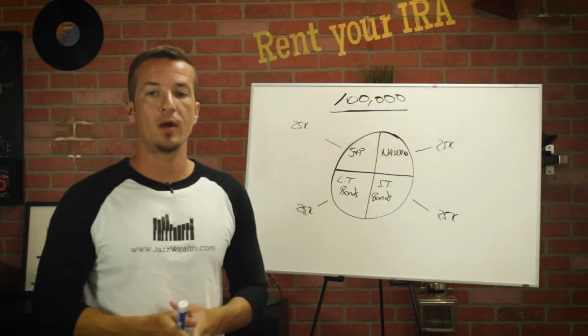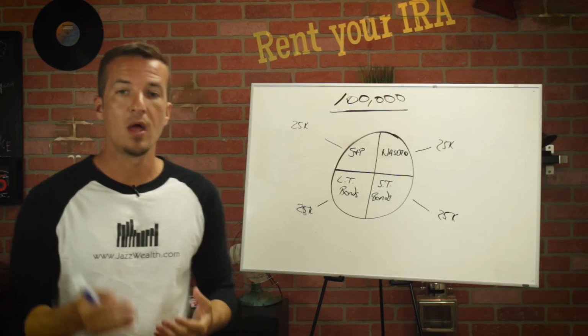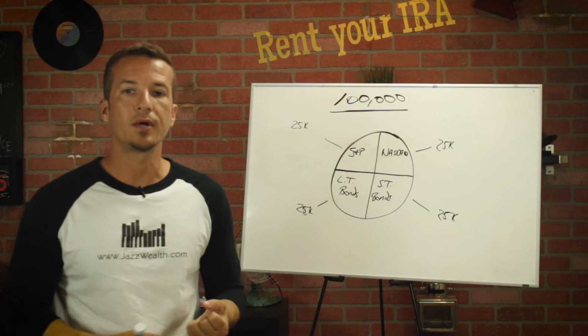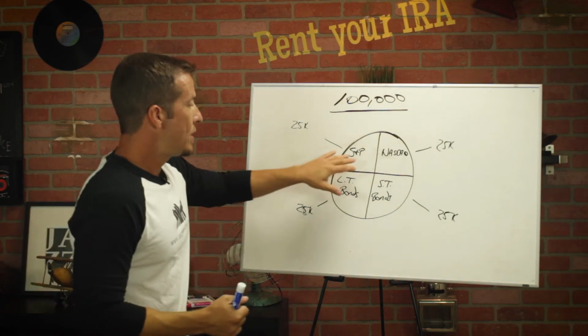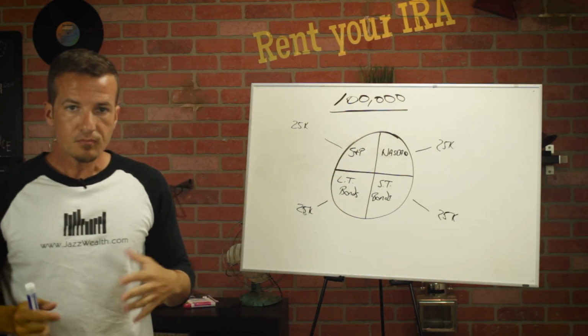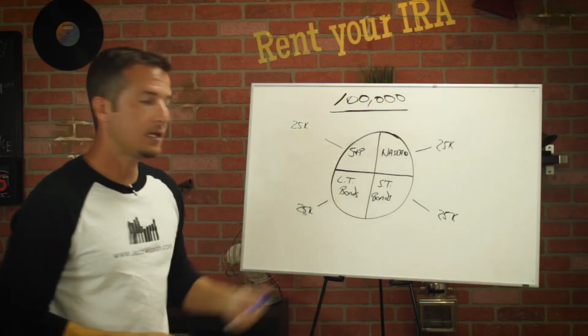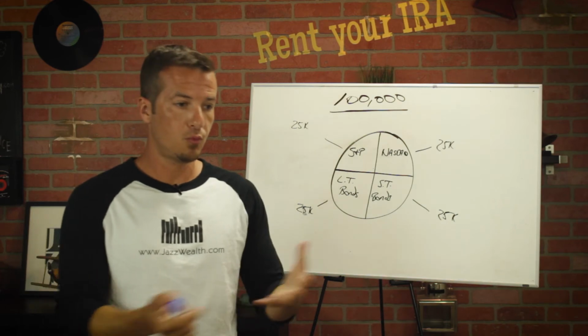Bonds, short-term, long-term, whatever, you have no control over it. So the rent your IRA approach, what we're really saying is, let's take a little control here. Now, with something like the S&P, the stocks that you own inside of the S&P or the products that you own that are S&P related, you can actually get people to rent them from you.